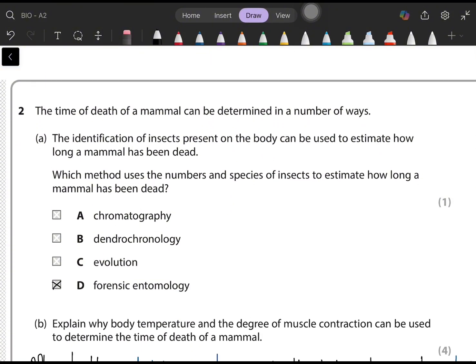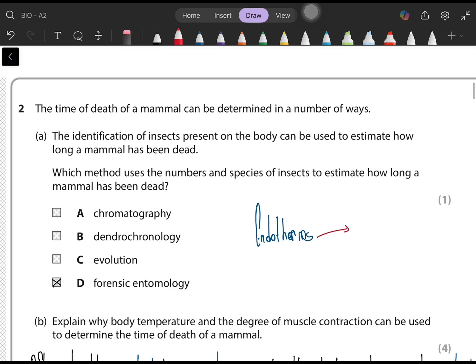Explain how body temperature and degree of muscle contraction can be used to determine the time of death. Okay, right. As the person dies, first of all, we have to understand something: we are endotherms. What do we mean by endotherms? We are warm-blooded animals, and we have a constant body temperature of 37 degrees Celsius.